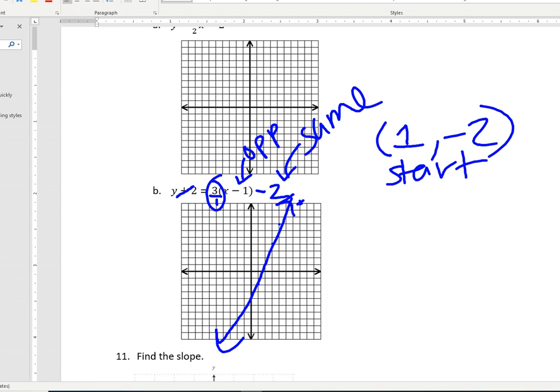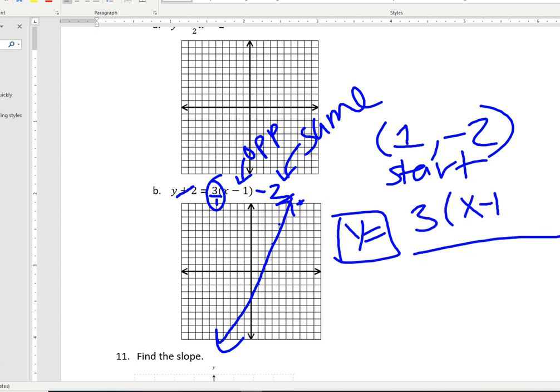Again, if you wanted to do it on your calculator, you can go to the button y equals. You can type in 3x minus 1 minus 2, and then hit the graph button, and you'll be able to see it. And all you gotta do is copy it down to your paper.